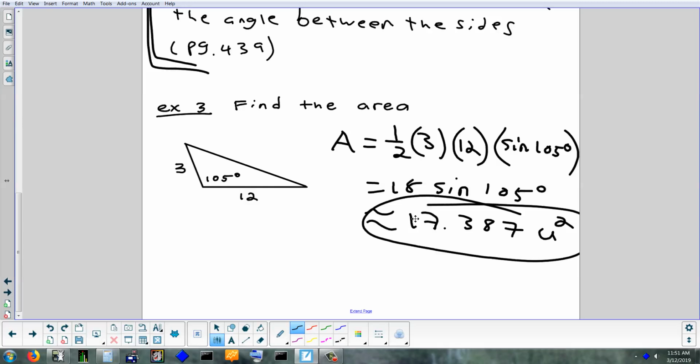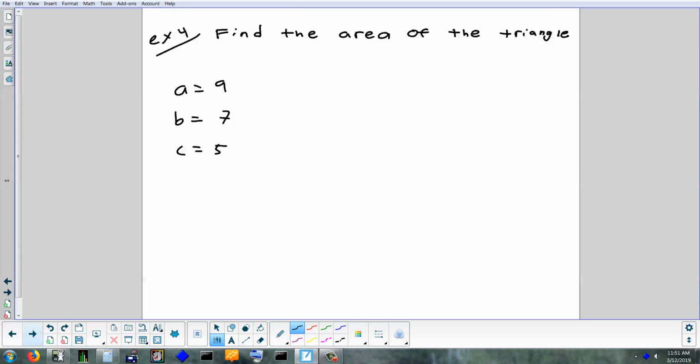All right, so last problem we're going to do is another area problem. It's going to be this one. Don't write it down yet because I have to show you something first. What's a little different about this one? We don't have these angles. You don't have any of the angles. You have a side, side, and side.